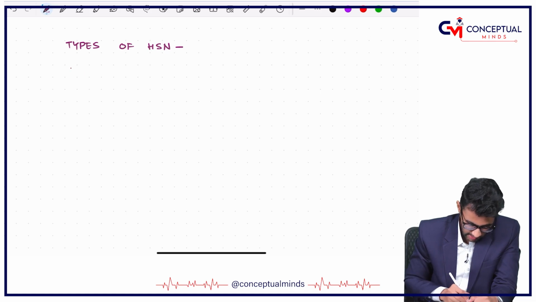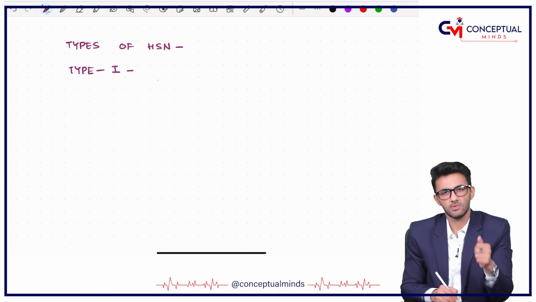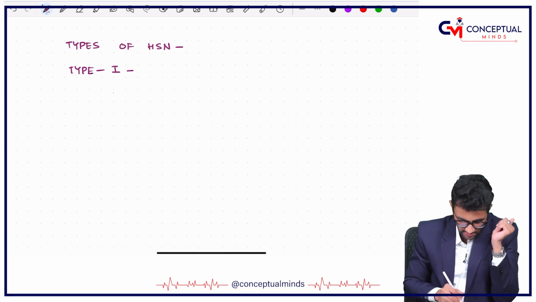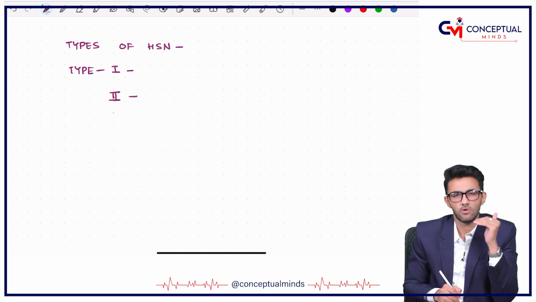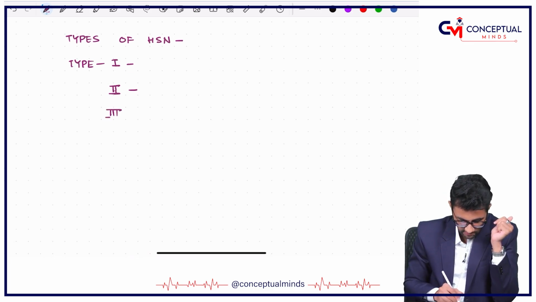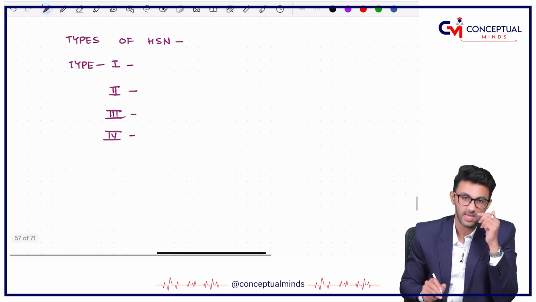Type 1 has 2 types: the first one was the immediate one and the late one. The second type was for the cytotoxic and antibody mediated. Type 3 was for the immune complex depositions, and type 4 was for the delayed type. So that is important for us.